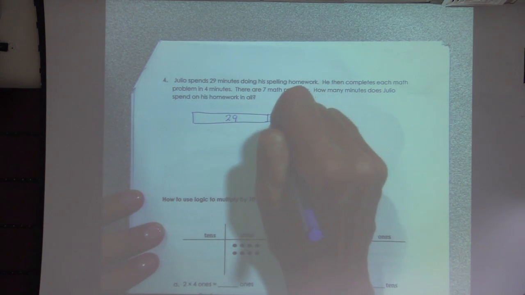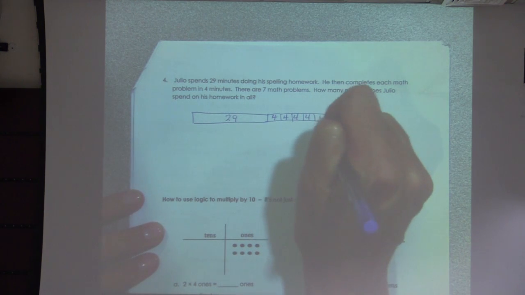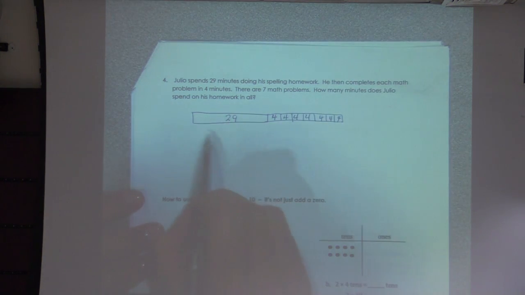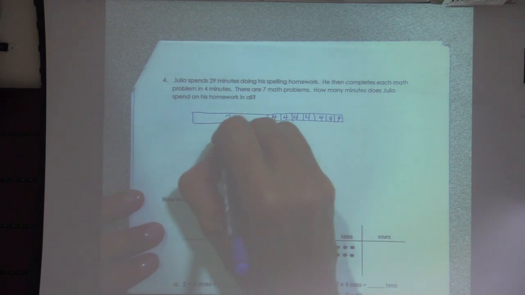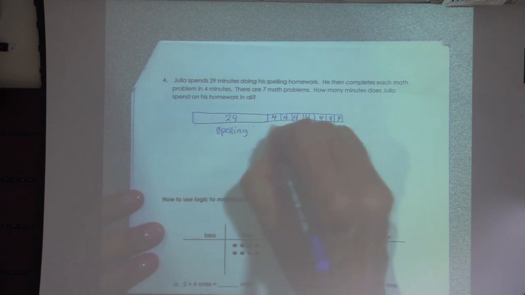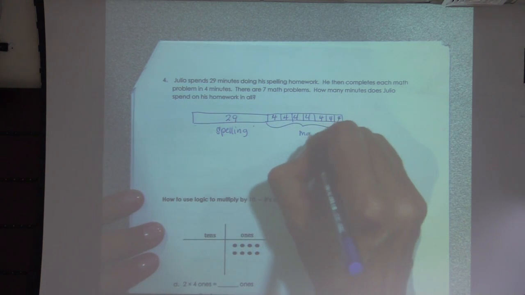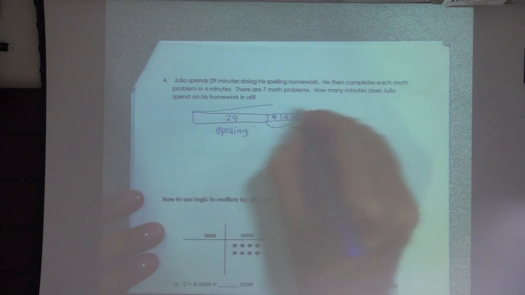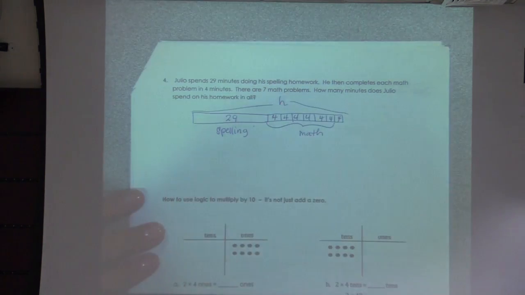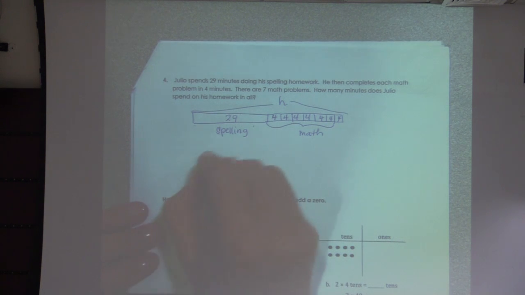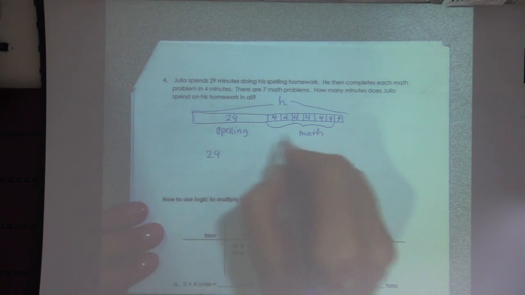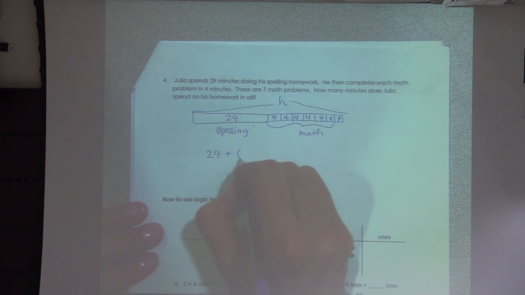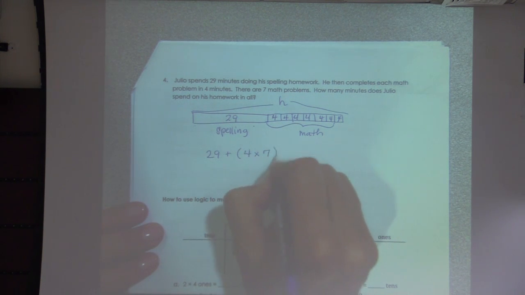And on this problem, I would make them label all of it because there's other information on the tape diagram because of that 29. Now I need to label this. This is spelling. This is math. How many does he do in all? I'm going to put H for homework. It doesn't tell me that I have to, but I'm a 3rd grader. I've been learning it and I want to use my new skills. So 29 plus 4 times 7 equals h.